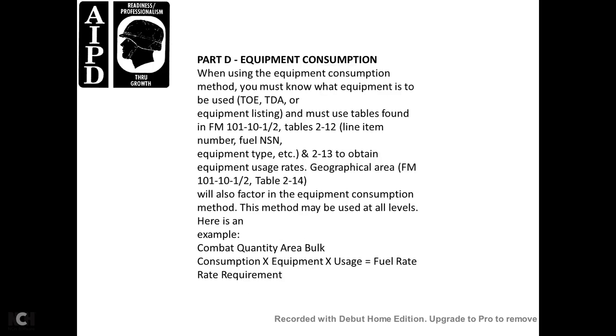With the equipment consumption method, you must know the equipment totals and the TDA. With the equipment listing, you must view the table of FM 101-10-1 and 2. The table 2 and 12 line up with the number of the fuel NSN and the equipment type, and then access table 2-13. Obtaining the equipment with the range and geographical area will also factor into the equipment consumption method. The method may be used at all levels.